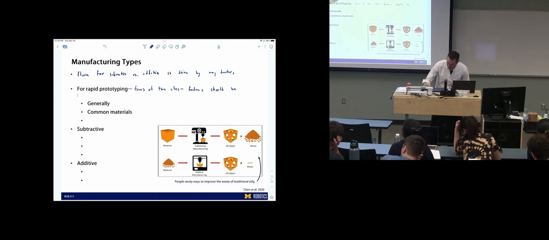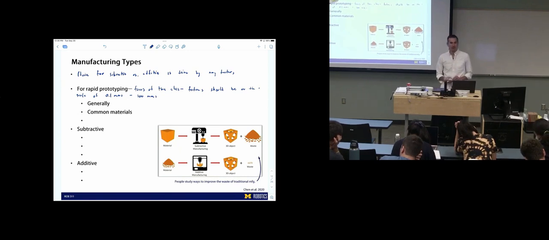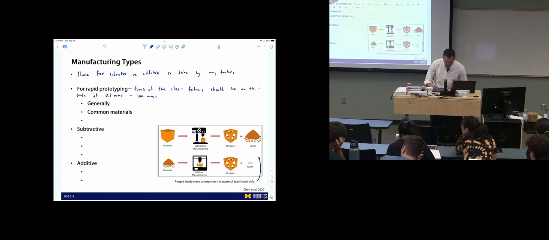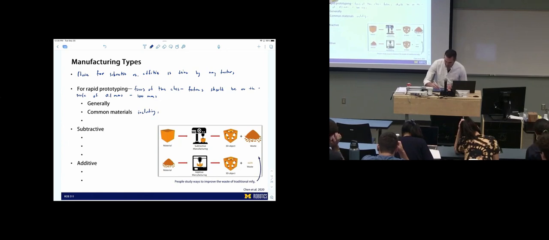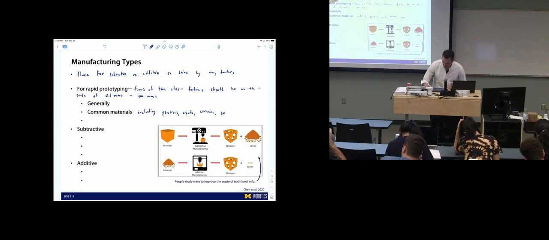features should be on the scale of 0.1 millimeters to hundreds of millimeters. You get common materials from these approaches, including plastics, woods, ceramics, and some metals.